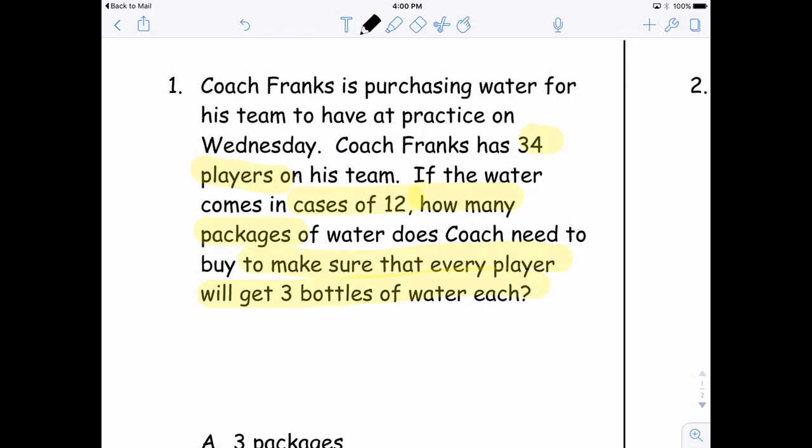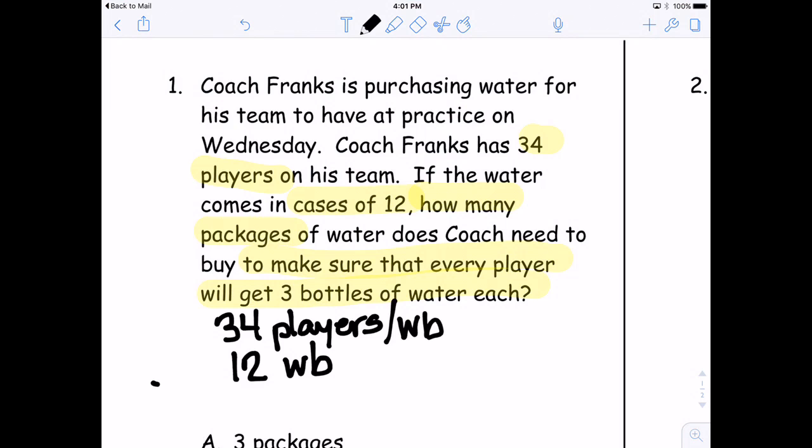Okay, he has 34 players. The water comes in cases of 12. So let's put WB for water bottles. Now remember, players and water bottles are the same thing in this problem. And our answer will be packages.